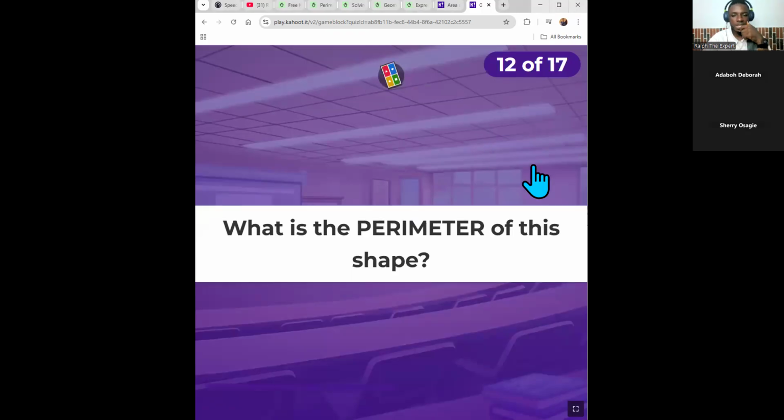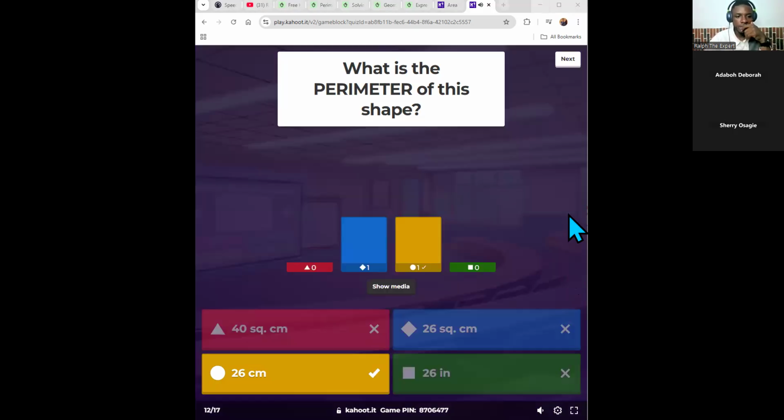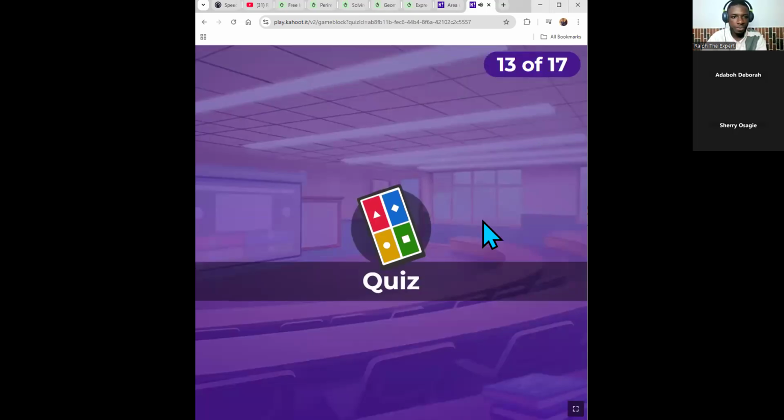What is the perimeter of this shape? Try to get this. Perimeter. And look at the SI unit. Okay, you've even picked already. That's nice. You picked the square centimeter. But your answer was correct, but the SI unit, you mixed that up. Okay, let's get to the next one.